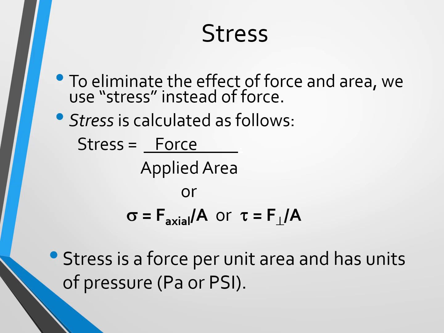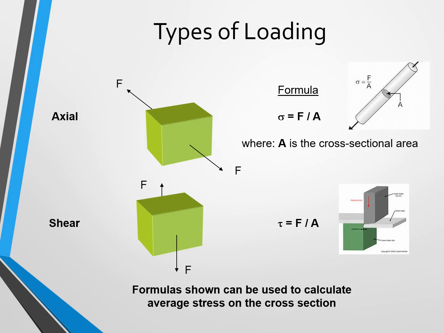So if I test multiple samples of the same material, they can all have different cross-sectional areas, but they will all fail at essentially the same stress. Not the same load, but the same stress. The larger samples will take a higher load to fail, but when you take the load at which it fails divided by the cross-sectional area, the stress should all be the same. And the units for stress are force divided by length squared, so it has units of pressure, such as pascals or psi. Now here's a visual representation of the difference between axial and shear loading.